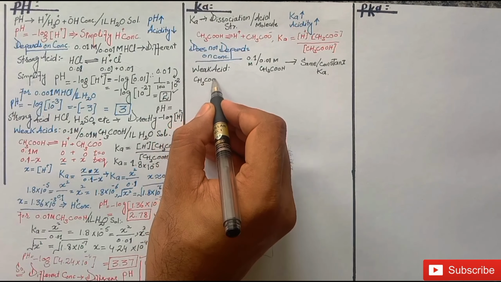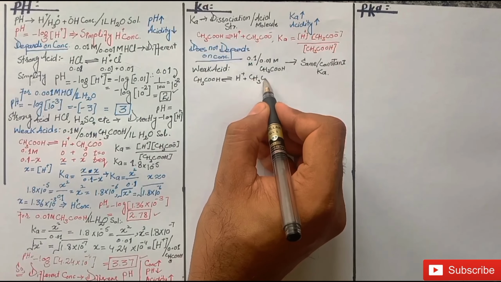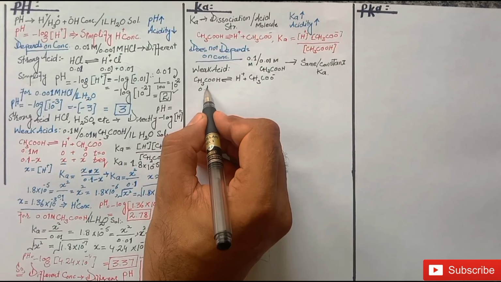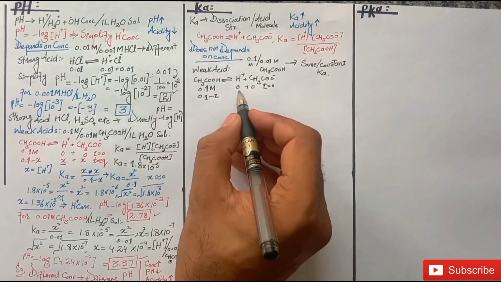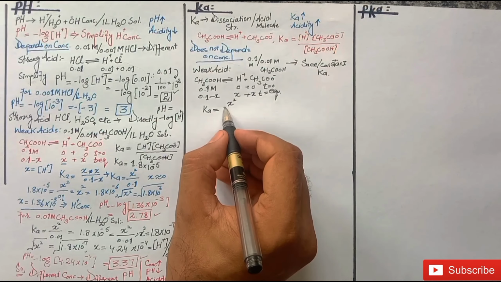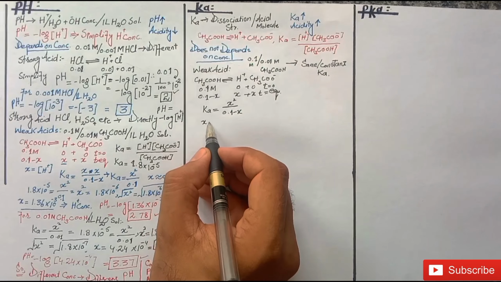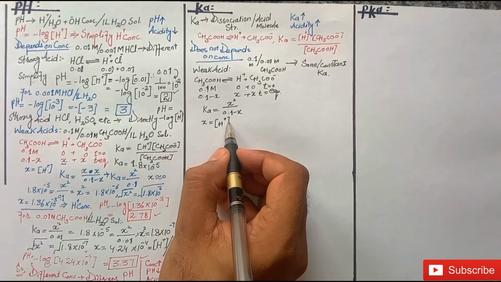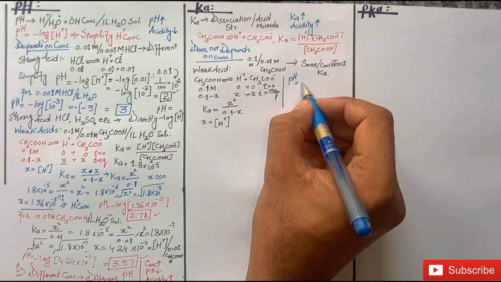As acetic acid is a weak acid, it does not dissociate completely. At the initial time there is only acetic acid, and at equilibrium X mole of acetic acid dissociates and forms X mole of hydrogen ion and X mole of acetate ions. Now by the formula we can calculate the value of Ka. Here X is the concentration of hydrogen ion, which we can find out through pH.